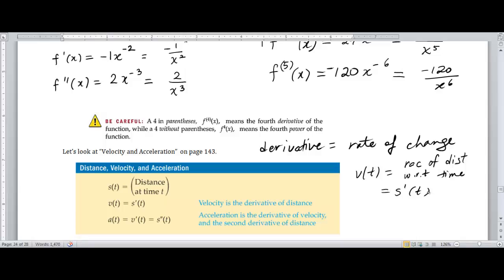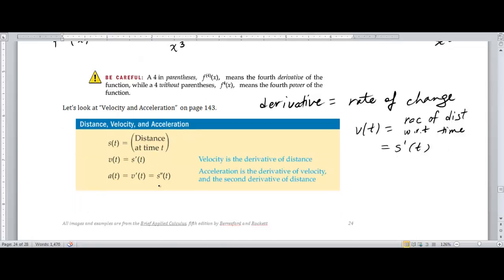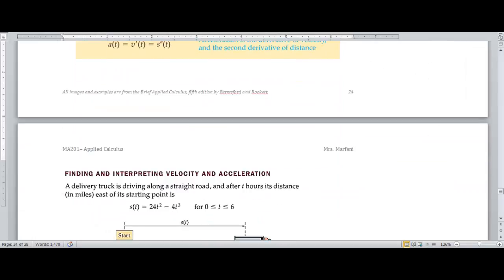And that's what we have here. The velocity is the rate of change of the distance. Similarly, the acceleration is the rate of change of the velocity, so that's the first derivative of the velocity, which is the derivative of the position or distance. So that is the second derivative of the distance. Let's do an example.